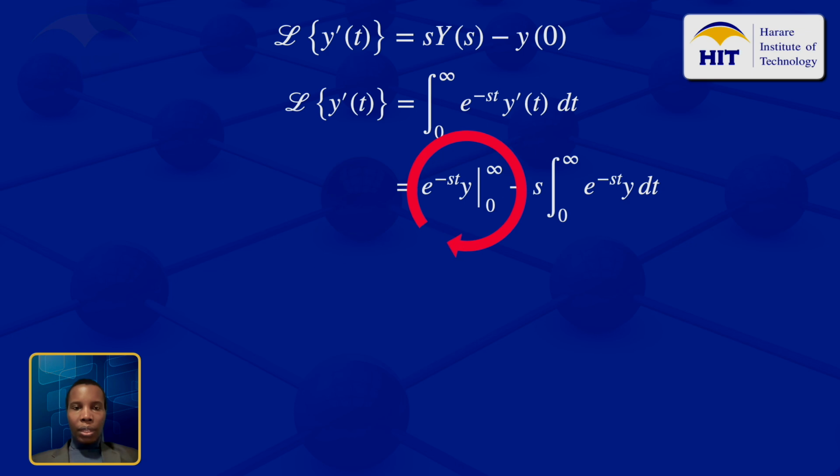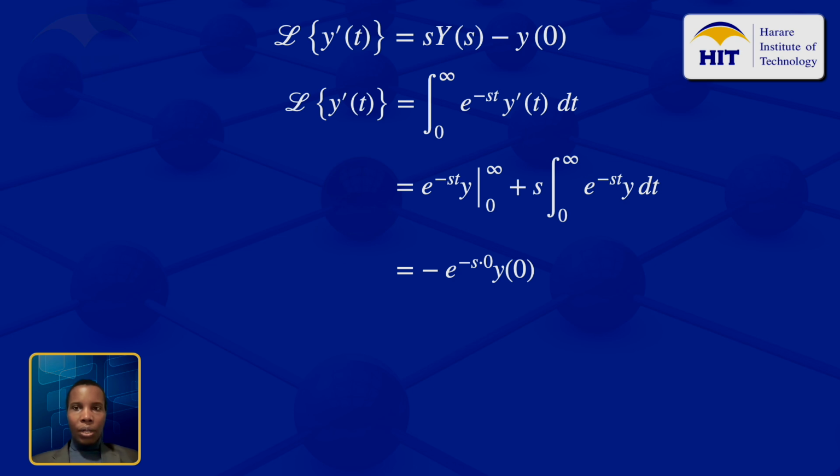For the limits on this first part, as t approaches infinity, e to the minus st approaches 0 if s is greater than 0. So for the upper limit, we have 0. Then for the lower limit, when we substitute 0, it will be minus e to the 0, and e to the 0 gives us a 1. Then we'll be multiplying by y, but now y evaluated at 0, the lower limit. So it will give us minus e to the s times 0 multiplied by y evaluated at 0.